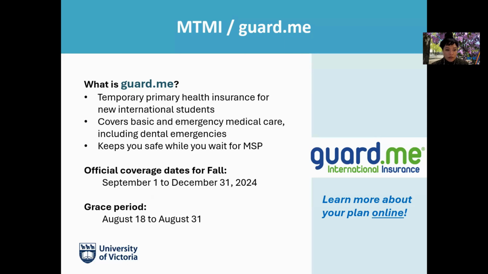So the official coverage dates for the fall term are September 1 to December 1. Your plan will automatically expire on December 31. And there is a little bit of a grace period that is included in your plan to allow you some time to arrive early and to get set up with some peace of mind.